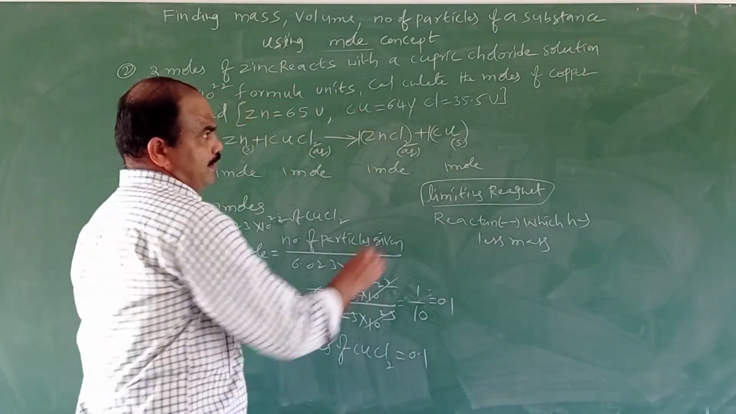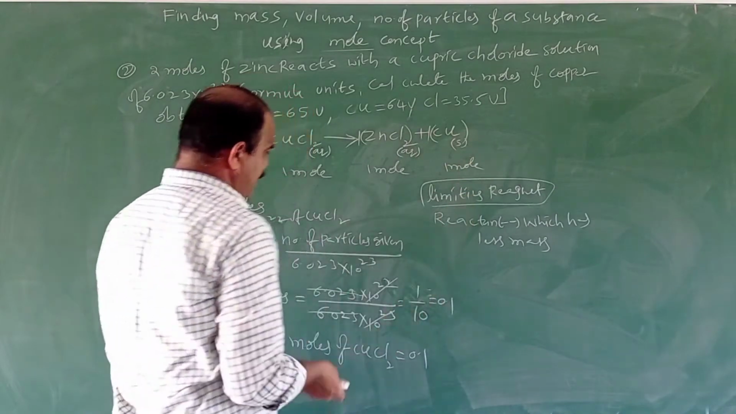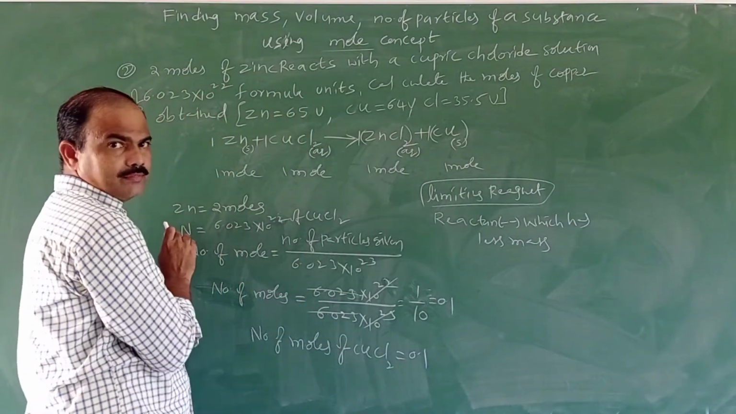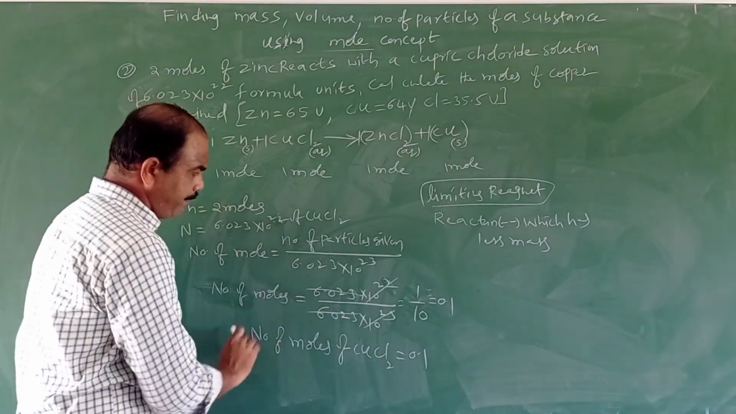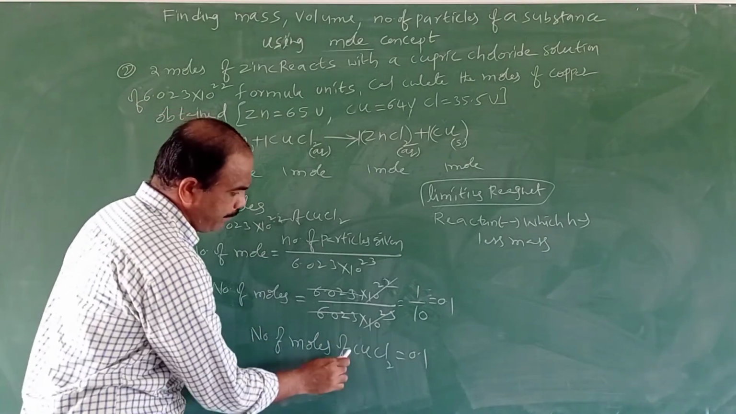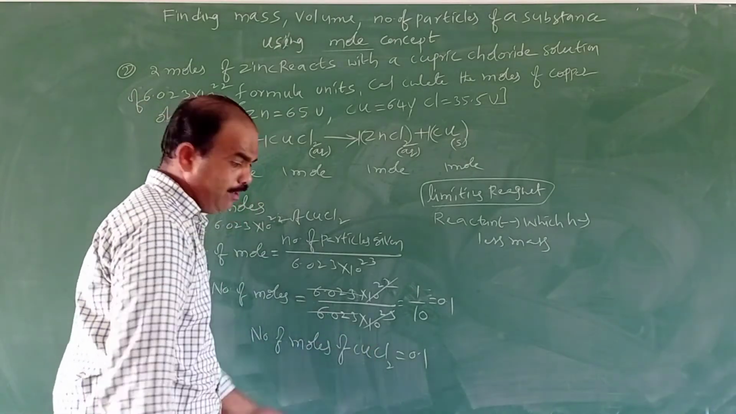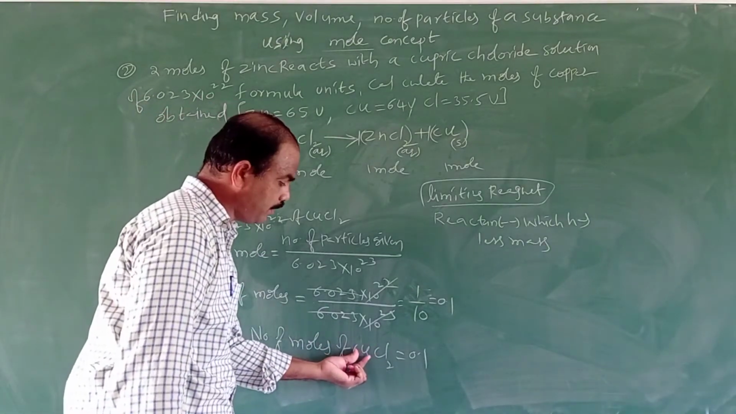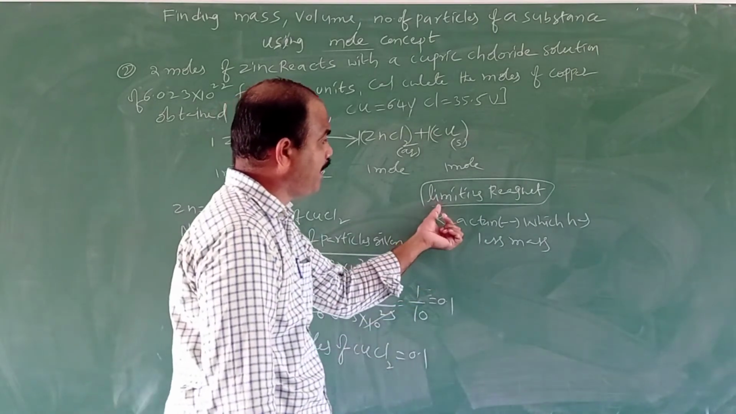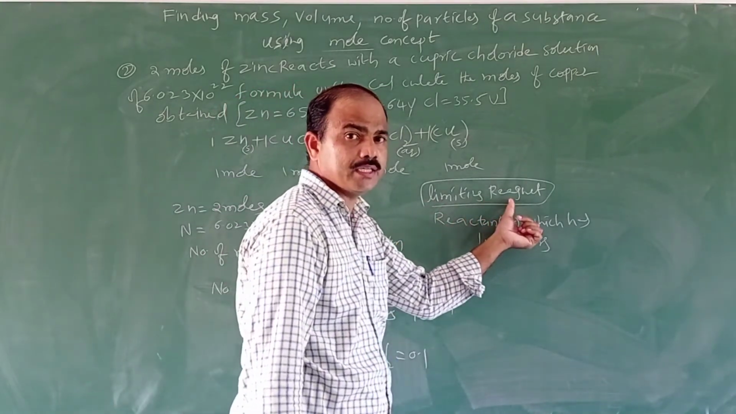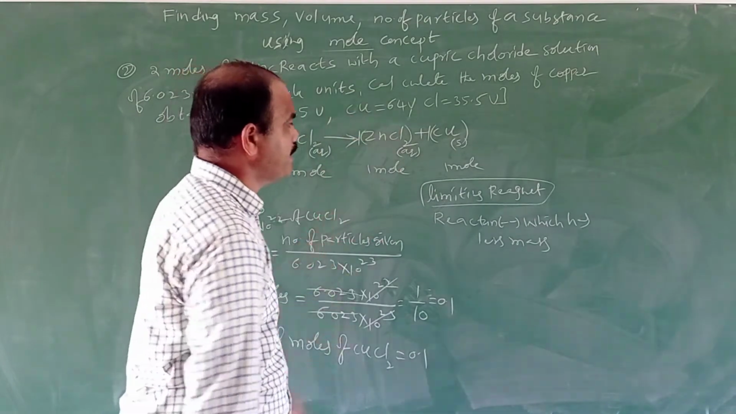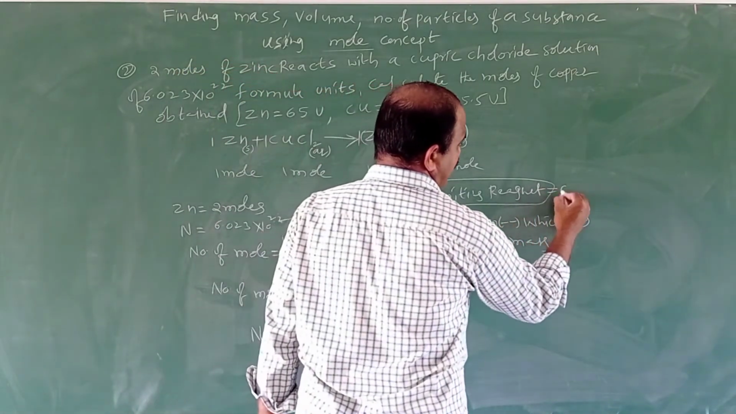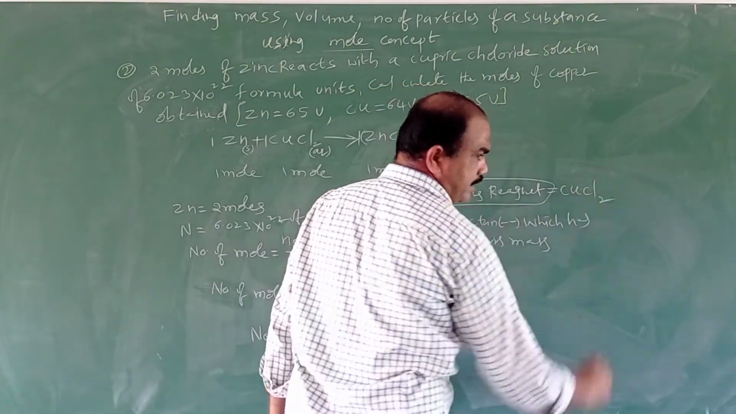And now the amount of the copper produced does not depend upon the zinc. It will depend upon only whom? It will depend upon the cupric chloride. Why will it depend upon the cupric chloride? Because the cupric chloride will be called your limiting reagent. So in this chemical reaction, the limiting reagent is nothing but cupric chloride.